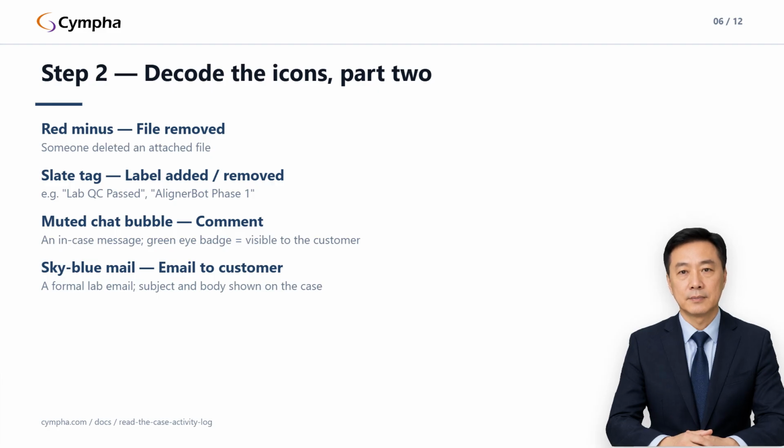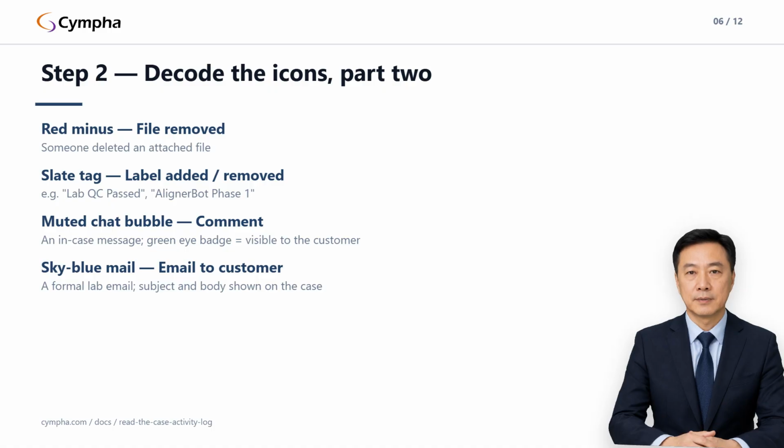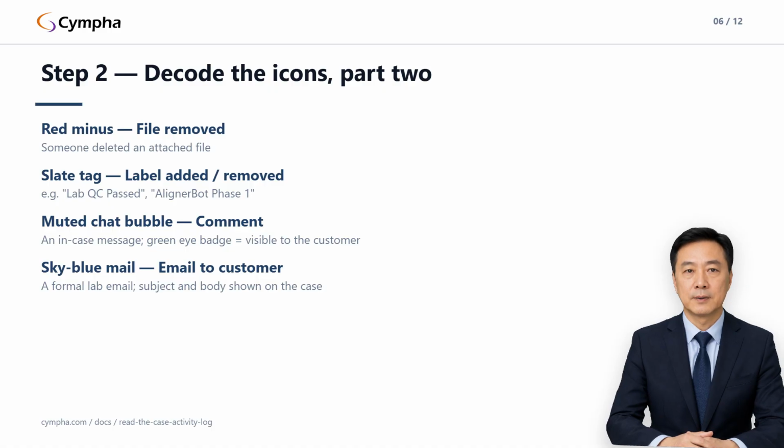The actor on the row is still a human. It's the user whose Cympha account the agent is paired with. And after the name, you'll see a suffix, via Cympha agent, with the workstation's name in parentheses. So on a lab running several machines, you can tell exactly which workstation the file came from. When you're reconstructing what an automated pipeline did, those robot rows are the trail it left.